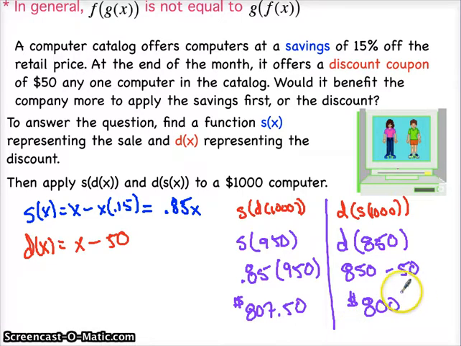So which one's more advantageous? Well, if you're the store, you're going to want to make more money. So they're going to take their $50 off, then give you your 15% discount. However, as the buyer, I would much prefer they take 15% off 1,000, then give me a full $50 off. So you can see where composition of functions can matter whether or not you do the inside function or the outside function first. I hope that helps you with composition.